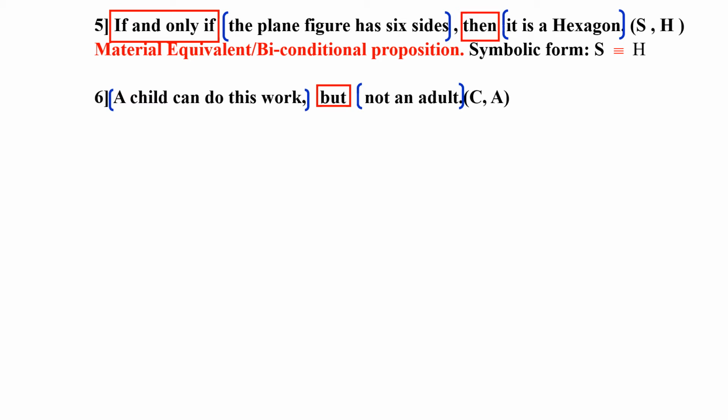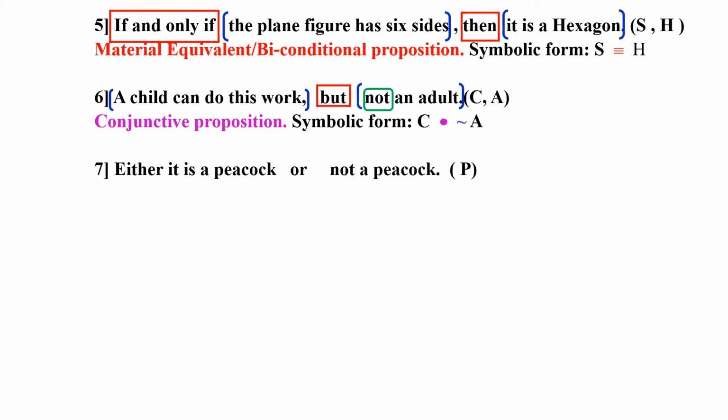Here again there is a connective in the second part, that is the second conjunct. The connective is not. So it is going to be a conjunctive proposition because the main connective is but, and the symbolic form will be C dot curl A because not is there in the second conjunct.